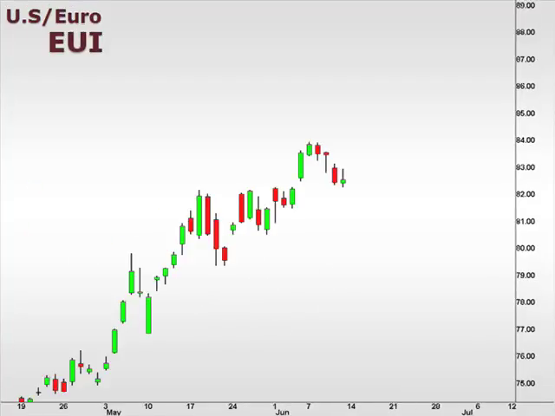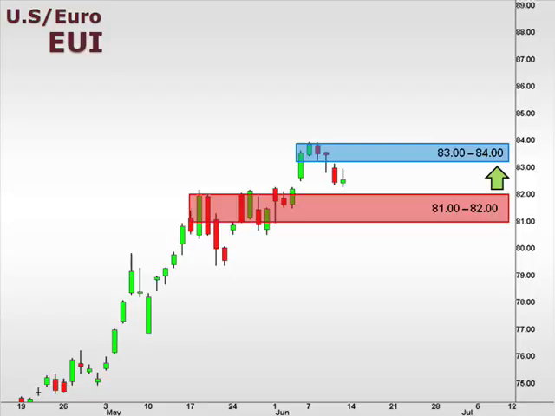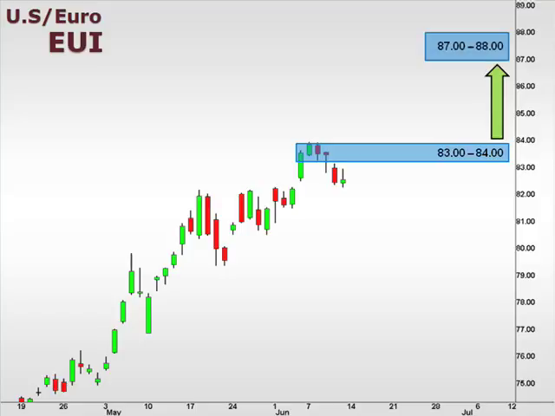The EUI, the US versus the Euro, rejected out of our 83-84 box and appears to be looking for support at 81-82. A bounce and subsequent break above 84 will have us targeting 87-88.